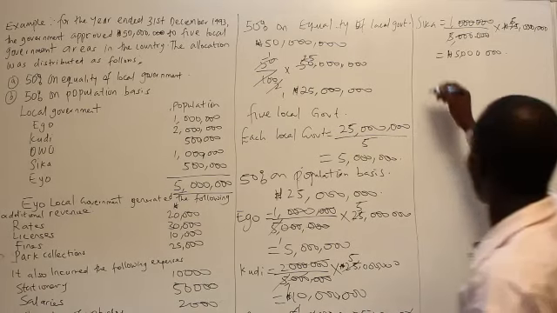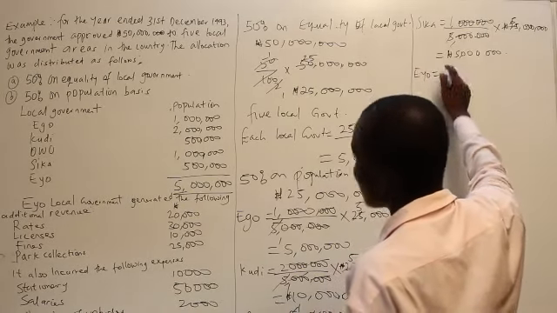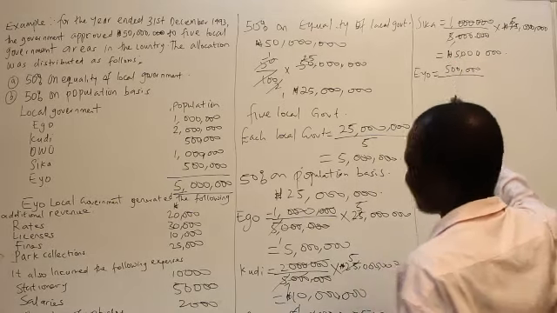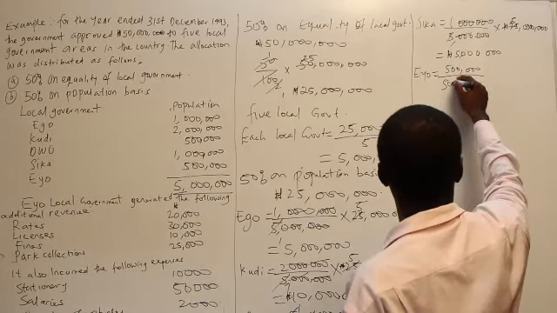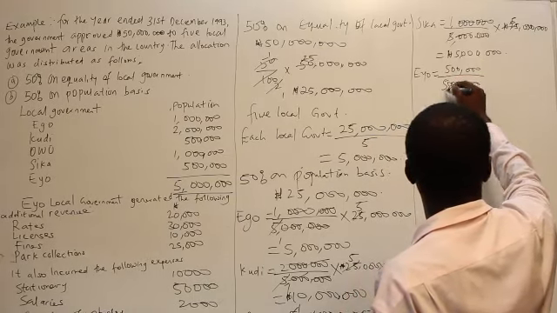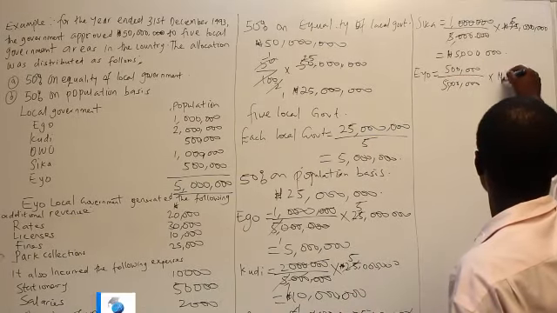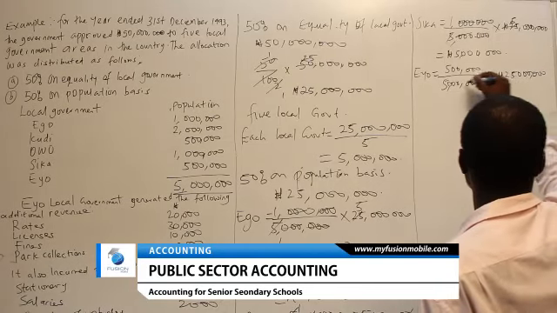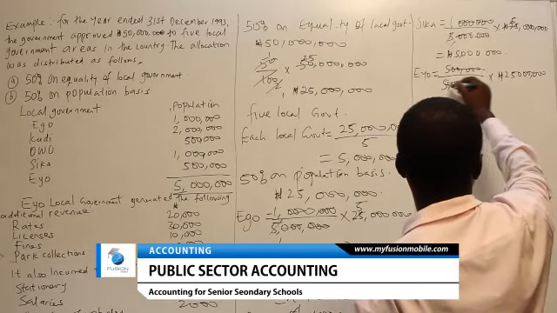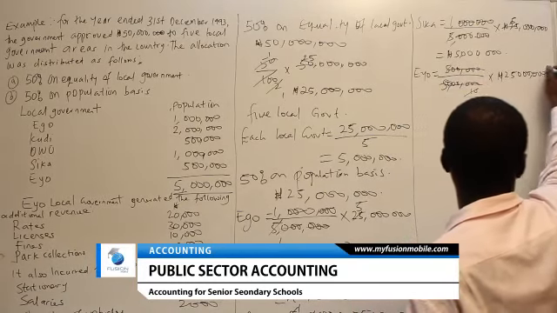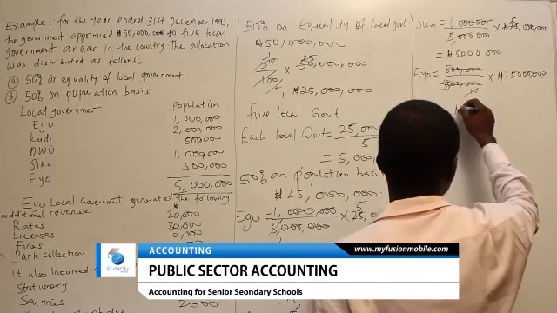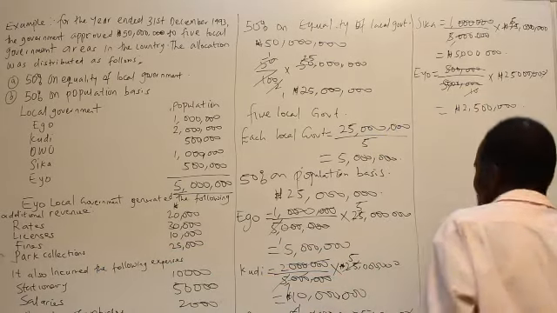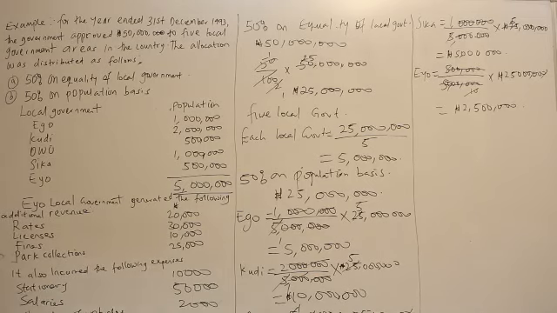Now is your local government. Its population is 500,000 people over 5 million times 25 million naira. So I think this will give us 2.5 million naira. So we are done with the allocation of it.